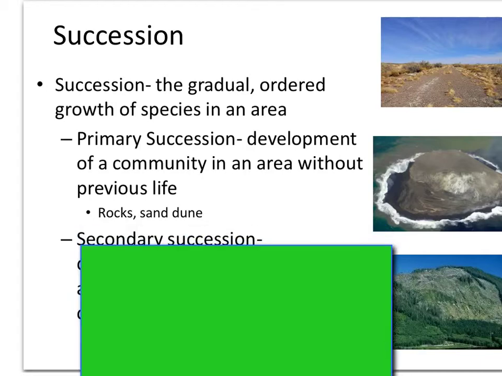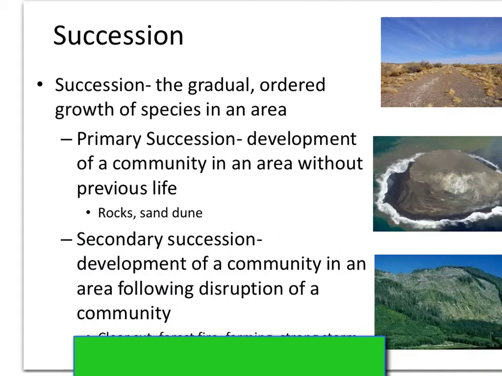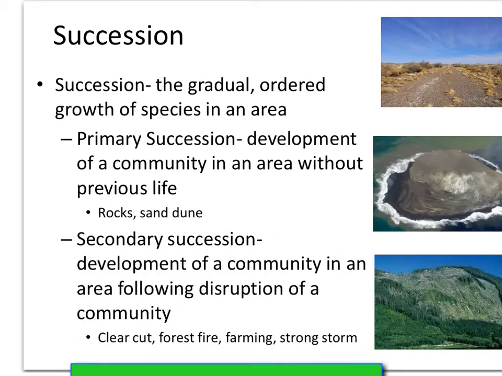The other type, as you can probably guess, is called secondary succession. This is where you have a community coming up after there's some kind of disruption. Maybe you had a forest fire or a clear cut, like you have here, or there was some farming going on, or a strong storm came along and blew down 30% of the trees. All these things change the ecosystem in a drastic way. It really disrupts the ecosystem, and then new things need to grow in the spot of that disruption.